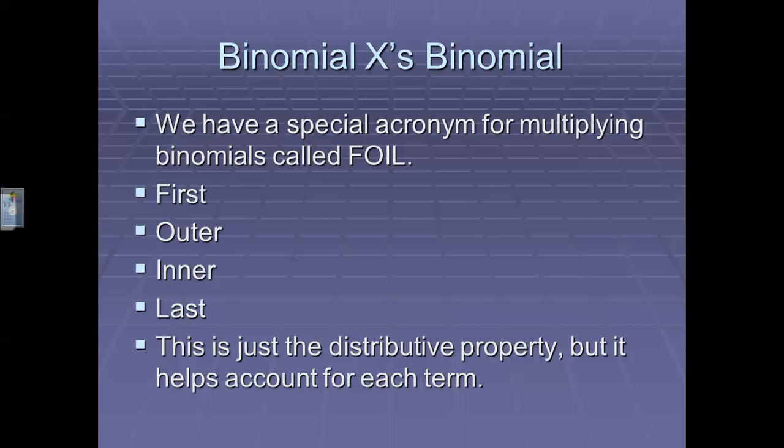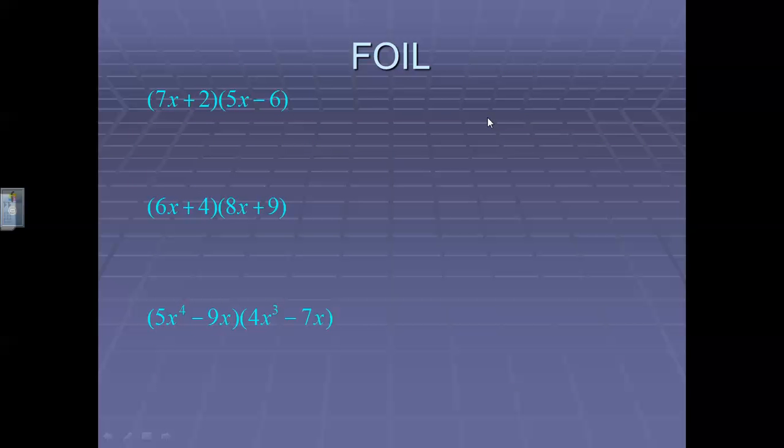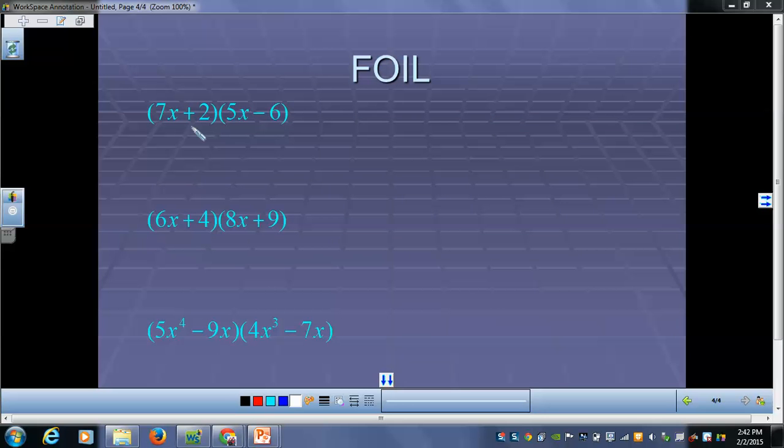It's just the distributive property, but I wanted you to be aware of this. That way if you see it or hear it, you understand what it's referring to, and I'll go through that as I do a couple of examples with you. So if we look at our distribution here, we have a binomial times a binomial. What that means is I have to distribute the 7x to everything in the second set of parentheses, and then I have to come back and distribute the 2 to everything in the second set of parentheses. So really what happens is it's really 7x times this. So it's really 7x times 5x minus 6, like this.